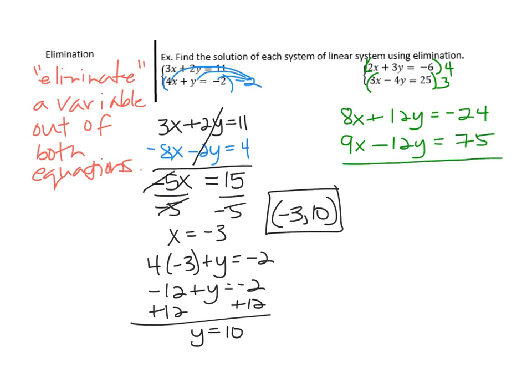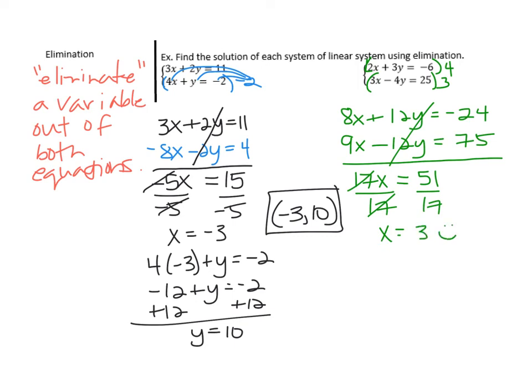Let's draw our line. Now that we combine our columns, 9x and 8x would give us 17x. This isn't looking good. On the right though, if we take negative 24 plus 75, we get positive 51. To get x by itself, believe it or not, 17 goes into 51 exactly 3 times.